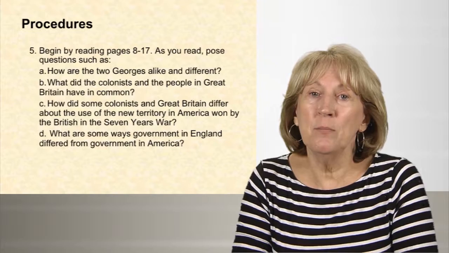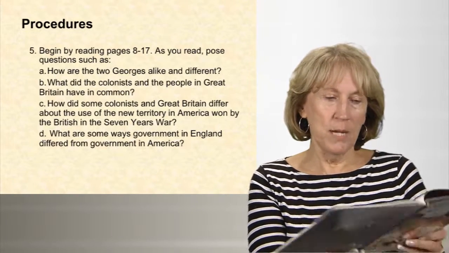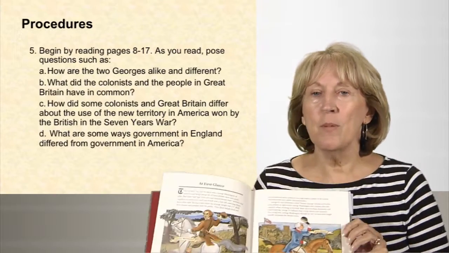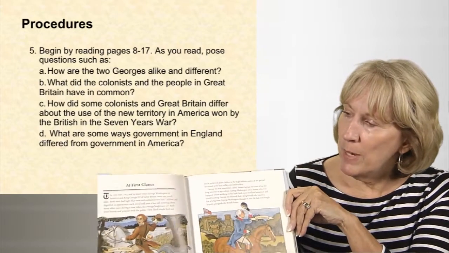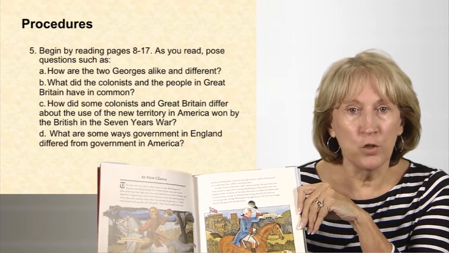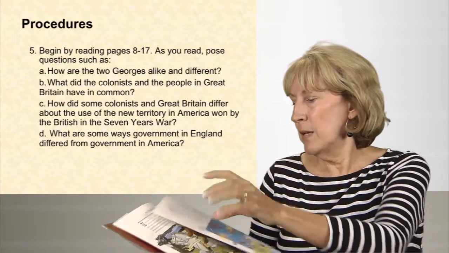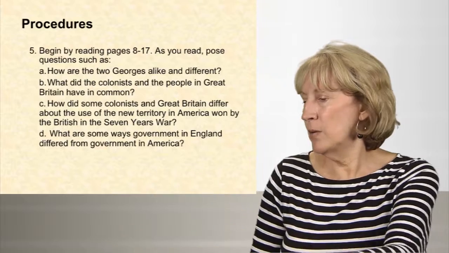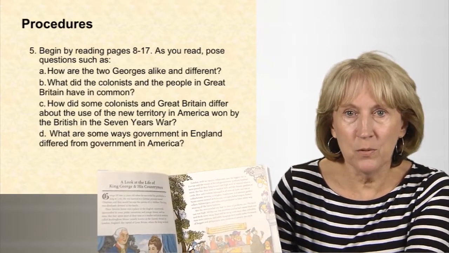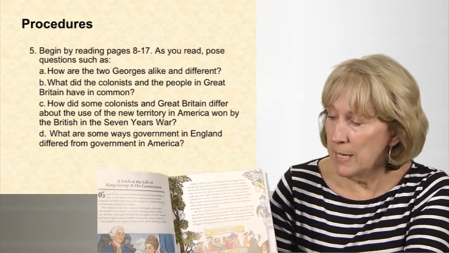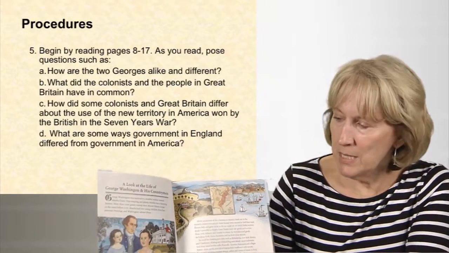So you're going to begin by reading pages 8 to 17. And as you do this, I will just show you some of those pages. It just gives you some background information about the events and what's happening. So we have information about a first glance at the 2 Georges, George Washington and King George. Then we'll also be talking about a look at the life of King George and his countrymen, so students can understand what life was like in England. And next, a look at the life of George Washington and his countrymen.